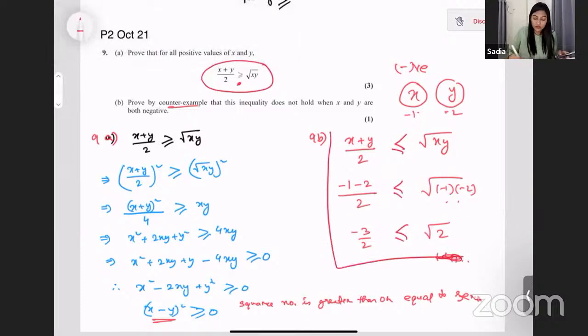So you just need to show this working where you substituted negative values for x and y. You can even use different values of x and y: minus 2, minus 5, minus 7, any negative values will work. So that's number 9 from P2 October 19.